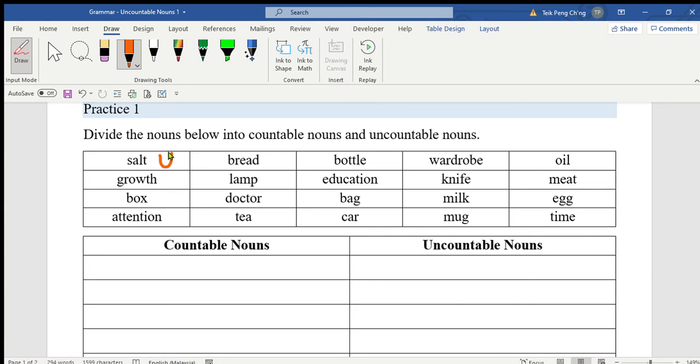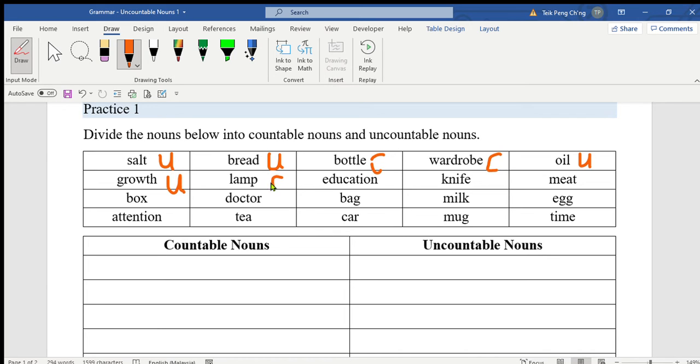Salt is uncountable. Bread, roti, is uncountable. Butter is countable. Wardrobe, okay, wardrobe is countable. Oil, uncountable. Growth, okay, growth is like your perkembangan atau pertumbuhan. So we cannot count pertumbuhan, growth with fingers, right? We measure it. Kita sukatnya dengan apa? Dengan ketinggian atau berat. Okay, so growth is uncountable.